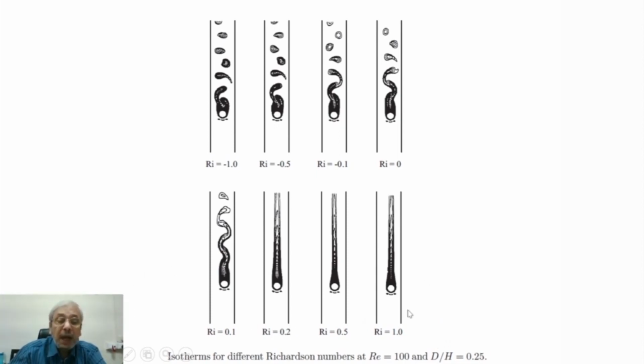And these are the isotherms basically, for different Richardson numbers, and the Reynolds number is 100. Here d by h, d means the cylinder diameter, and h is basically the gap between these two side walls, that is 0.25.